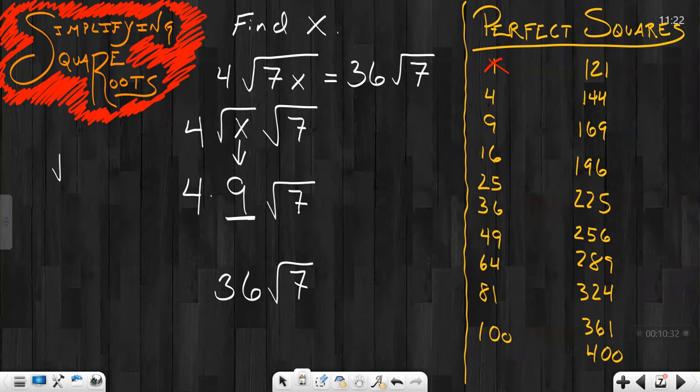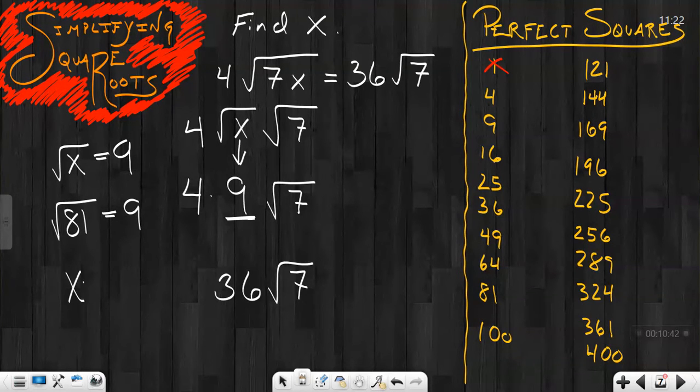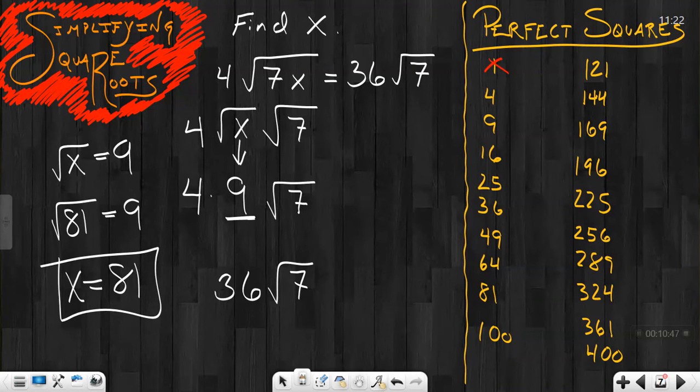So again, the question is, the square root of x is equal to 9. 9 is not my answer. What has a square root of 9? Well, the square root of 81 is 9, so x equals 81. Again, be careful. 9 is not the value we're looking for.